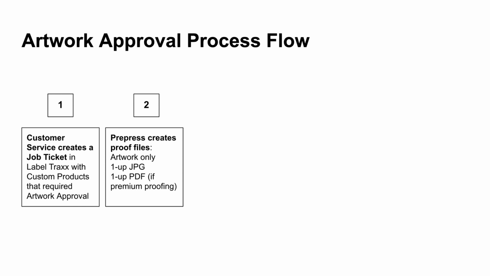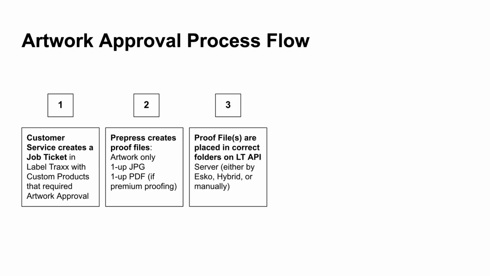It does not include anything but the image, where we require a JPEG image, which will give you exact specs of what we suggest. And then optionally, if you license the premium proofing module, we also want you to make a PDF accessible to Siteline. So the proof files are placed in the correct folders on the Label Traxx API server. So those can either be done automatically or programmatically if you have Esko or hybrid pre-press automation engines, or manually if you don't.